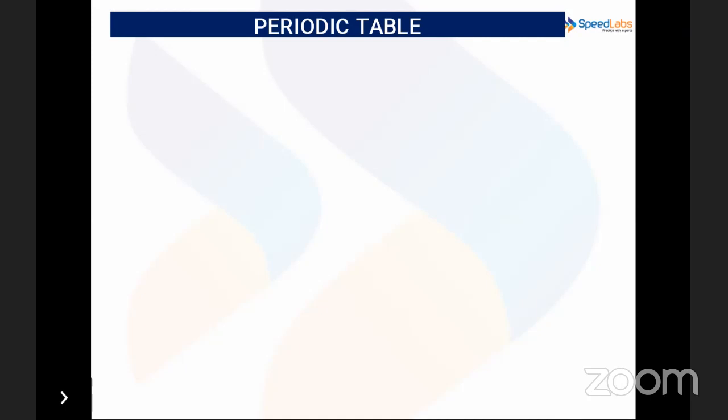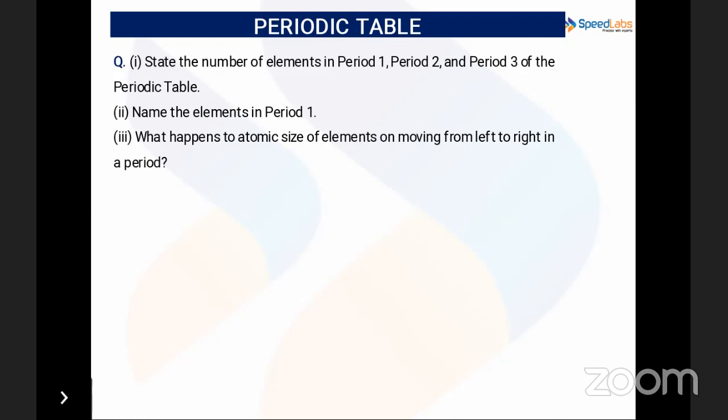Now we are moving towards the next question. The next question comprises three different sub-questions. The first sub-question: state the number of elements in period 1, period 2, and period 3 of the periodic table. Name the elements in period 1. What happens to atomic size of elements on moving from left to right in a period? So we'll solve these one by one.